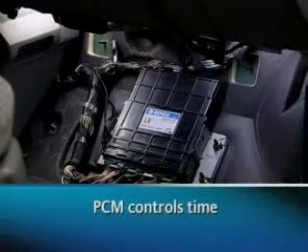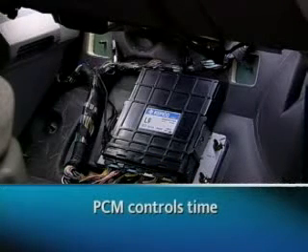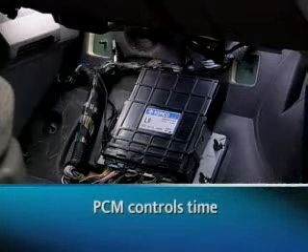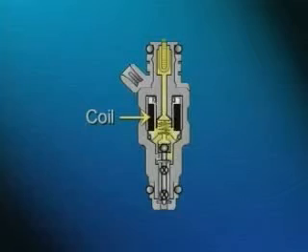The PCM controls the time that the fuel injector pintle is held open in order to meter the proper amount of fuel into the combustion chamber. The injector coil in a fuel injector is a coil of wire. When current flows through a coil of wire, a magnetic field is created around the coil.